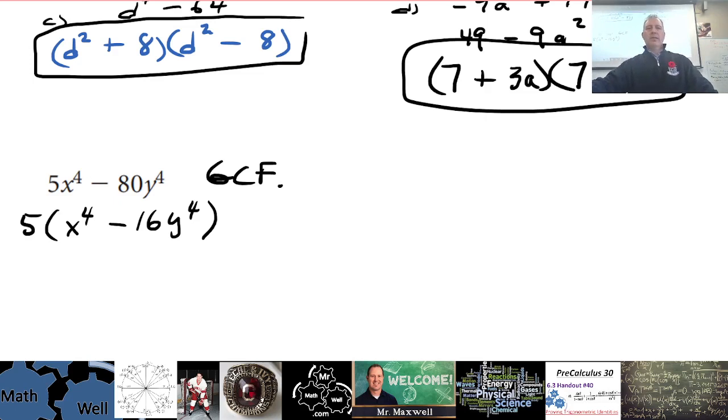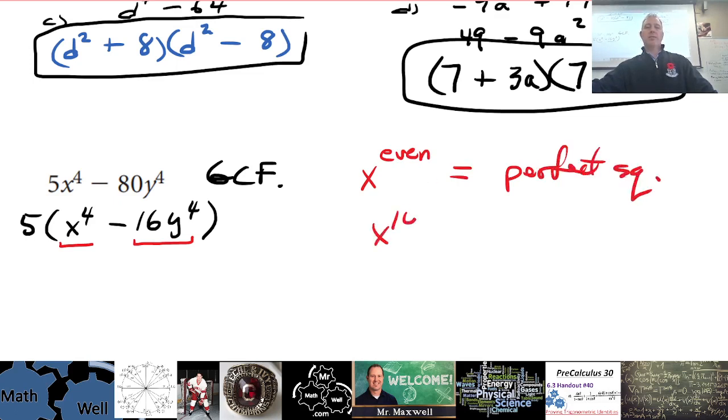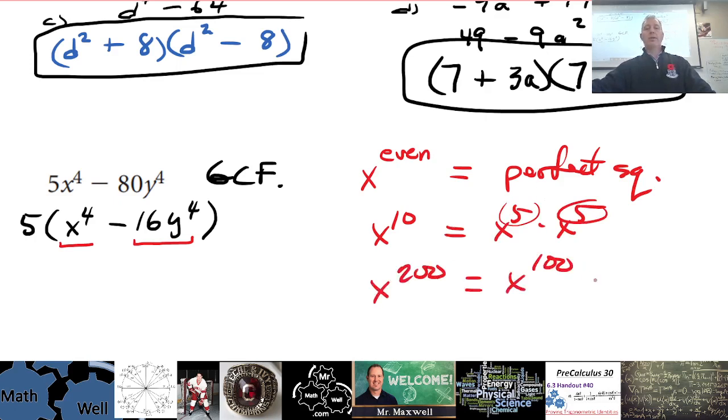All right, now I'm looking inside here. Is this a difference of perfect squares? Yes, it is. Just a hint: if you have a variable with an even exponent, that's a perfect square. Example, x to the 10 is x to the 5 times x to the 5, because you add exponents. Those are the rules for exponents. So if you have x to the 200, that's x to the 100 times x to the 100. So any even exponent on a variable is a perfect square. If it's divisible by 2, it's a perfect square.